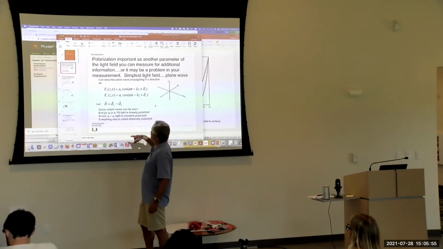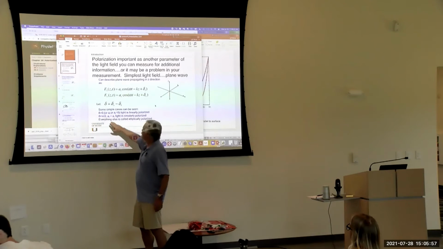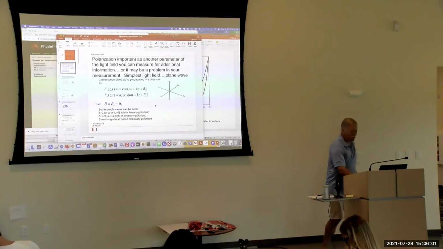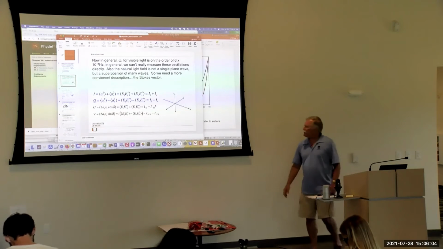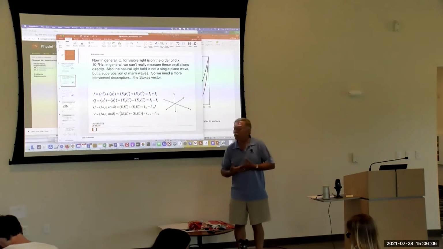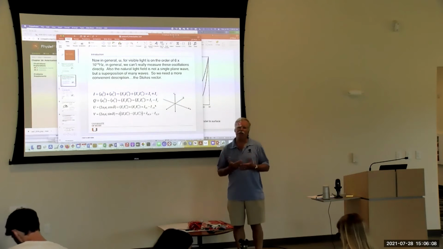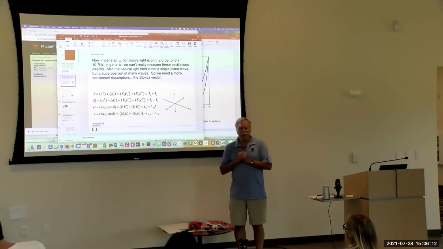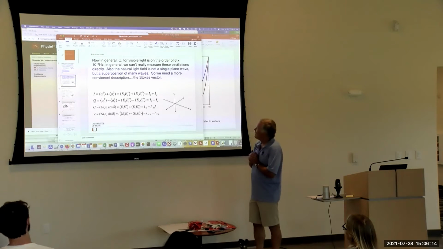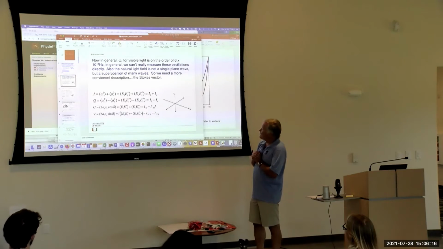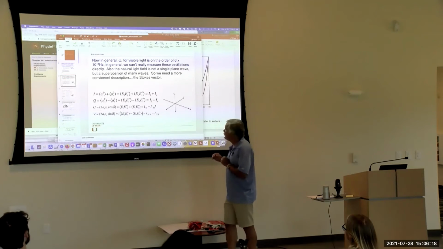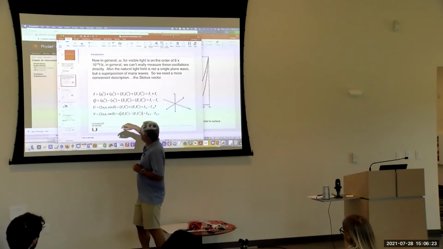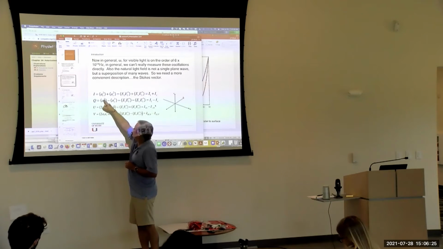Phase shift is 0, the light's going to be linearly polarized. Pi over 2, as we saw, is circularly polarized. Now, in general, we can't really measure those electric fields because the frequencies are on the order of 10 to the 14th hertz. So what we look at is the intensities of the light, and the averages.